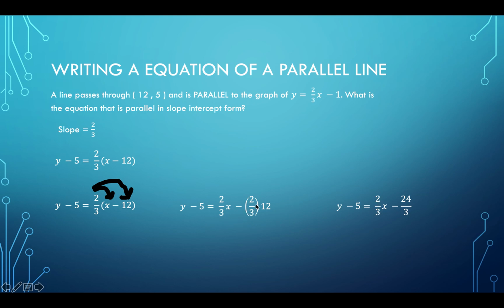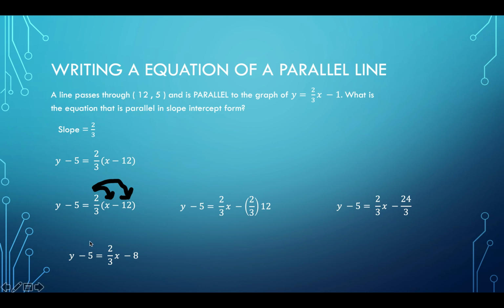And then when we multiply fractions times a whole number, we do 2 times 12 gives us 24. And then 3, because it's 12 over 1, 3 times 1 gives us 3. We can technically go ahead and simplify 24 over 3. When we do that, we get y minus 5 is equal to 2/3 x minus 8.